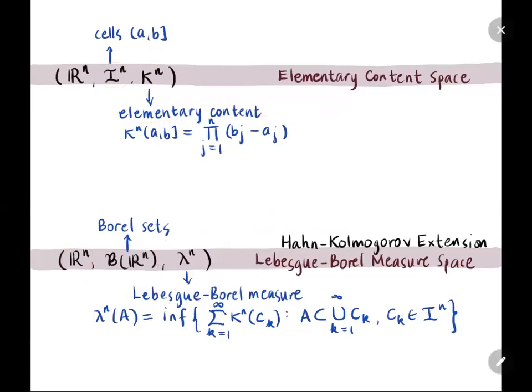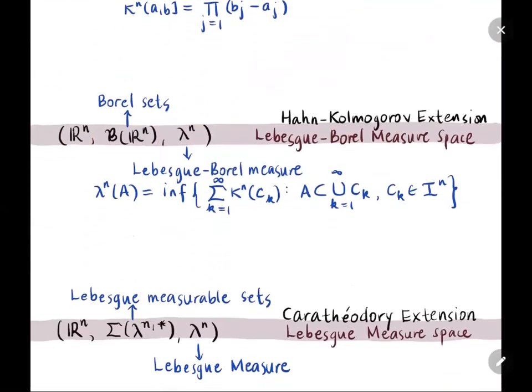The construction of the Hahn-Kolmogorov extension is in fact the restriction of the Caratheodory extension. So here we have another measure space, in fact a larger measure space, the Lebesgue measure space, having the components Rn, your ambient space. Here, sigma lambda n star is the collection of Lebesgue measurable sets.